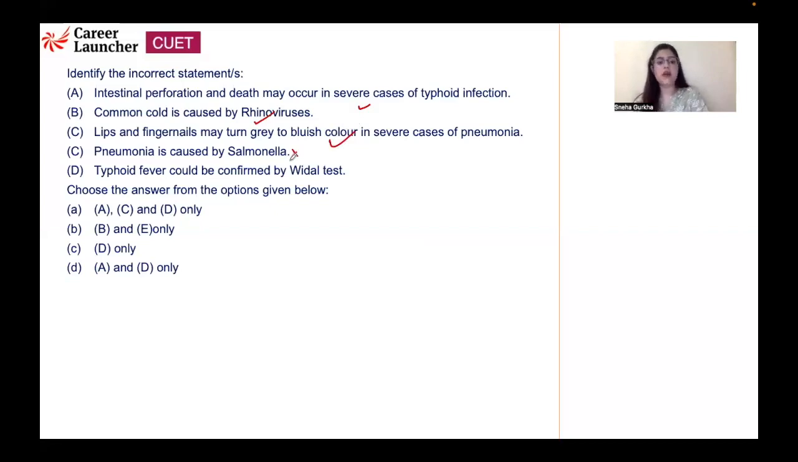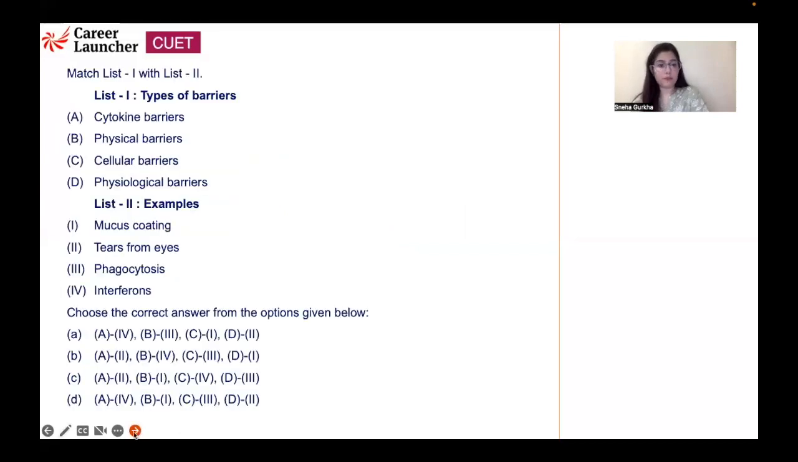This is incorrect. Salmonella is the causative agent for typhoid, Salmonella typhi. So this is incorrect. Typhoid fever could be confirmed by Vidal test. Yes, this is correct. Vidal test is the confirmatory test for typhoid. So out of the options that are given to us, this is going to be D and this is going to be E. So option D is incorrect. Rest all are correct. So we have to go with option C, D only.